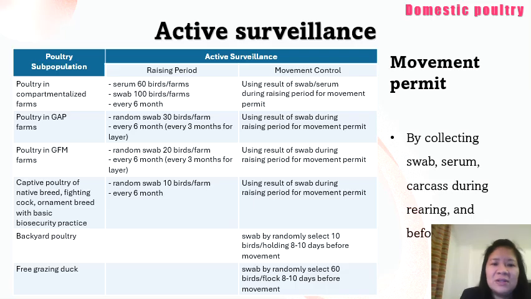So this is what you can see there, the number of samples that has been collected. If you want to move your animals, you will collect a swab, serum, or carcass before movement. I'll just focus on compartmentalization. During the rearing period, this is the number of samples that you have to collect every 6 months to monitor it. For movement control, you can use the results that you have during the rearing period, so there's no need to collect further swabs. These are for movement permits, where you have to monitor your flock.